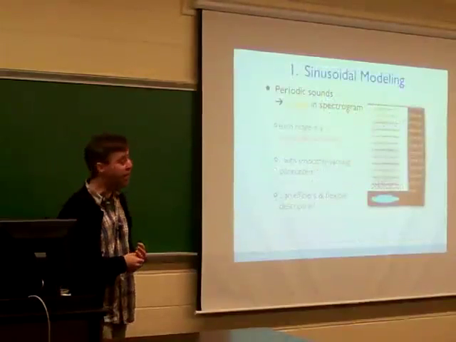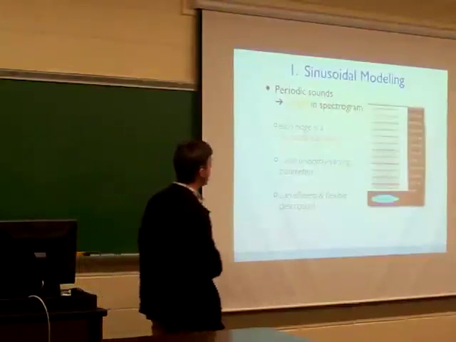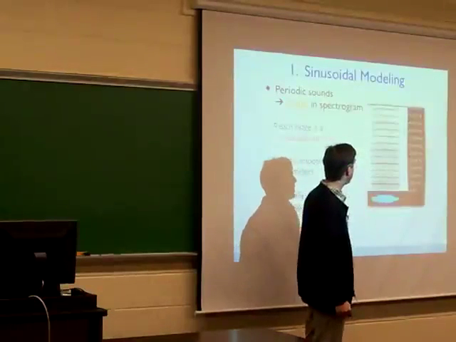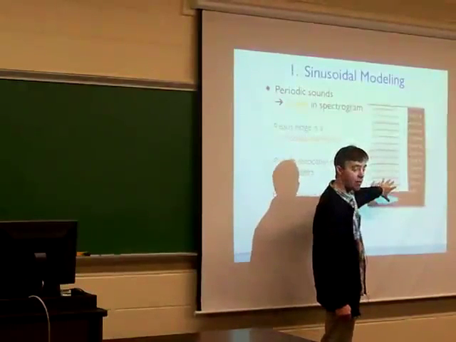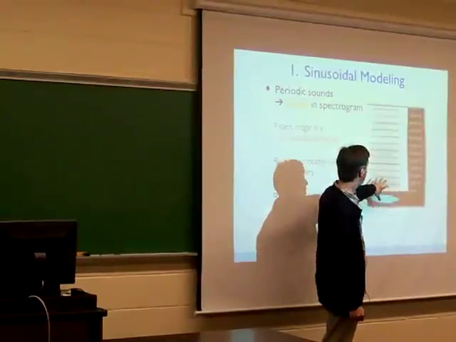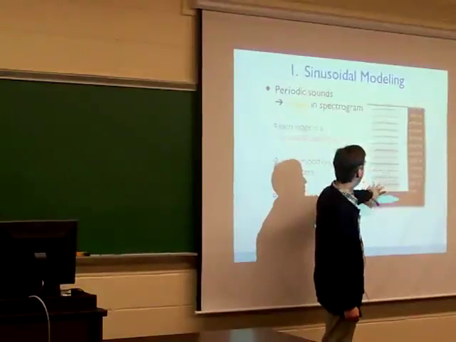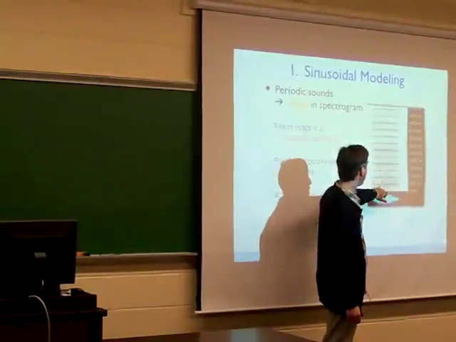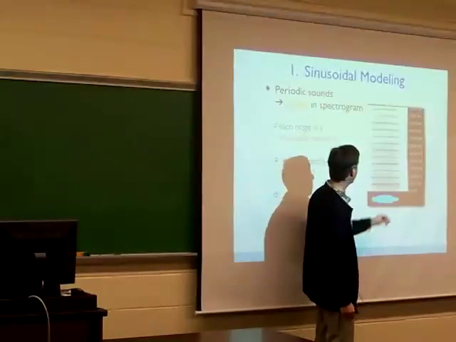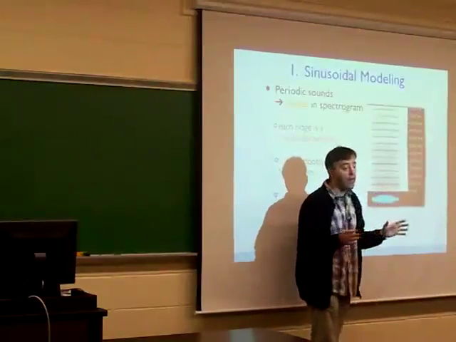So the idea of sinusoidal modeling is based on this observation that when we look at a sound, look at its spectrogram, in theory the spectrogram shows us where energy is at any time frequency location, and we show that as the density of the pixel, the color of the pixel. That could be any distribution, right?